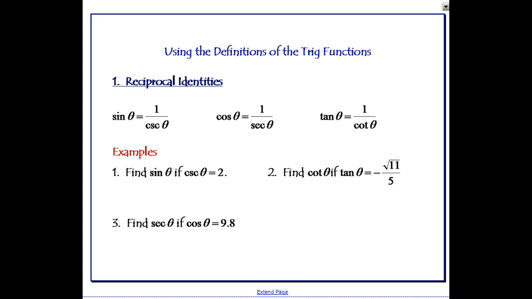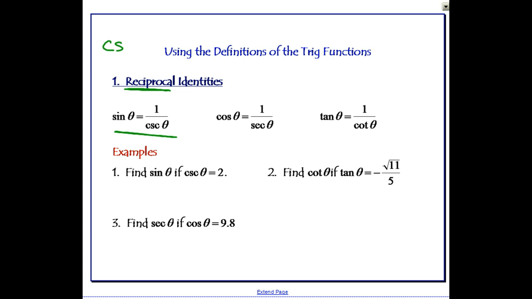All right, so now we will get started. We have 5 different facts here. Our first fact is about the reciprocals. If you look back at section 4, we said sine and cosecant are reciprocals, cosine and secant are reciprocals, tangent and cotangent are reciprocals. There are several ways you can write it. One way is this: sine is 1 over cosecant.